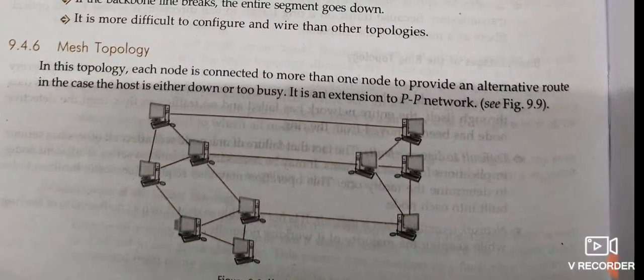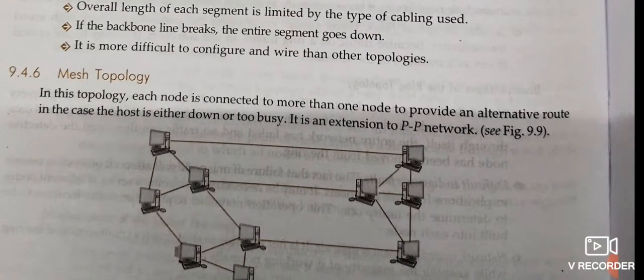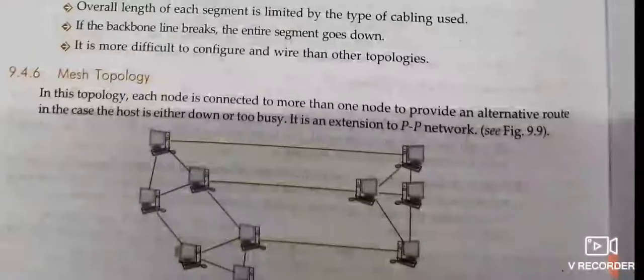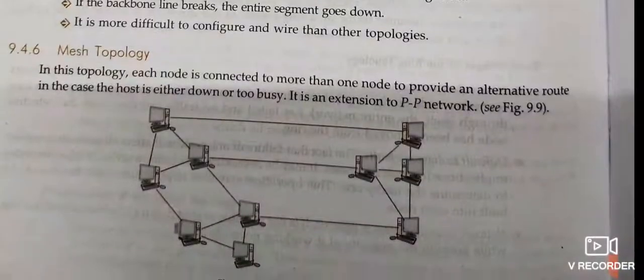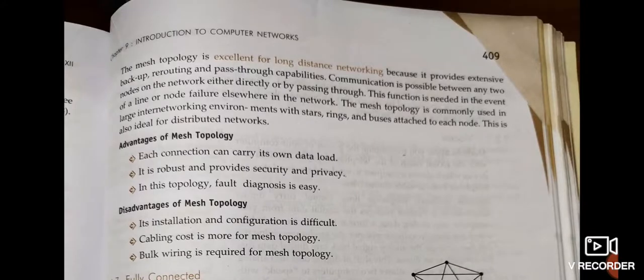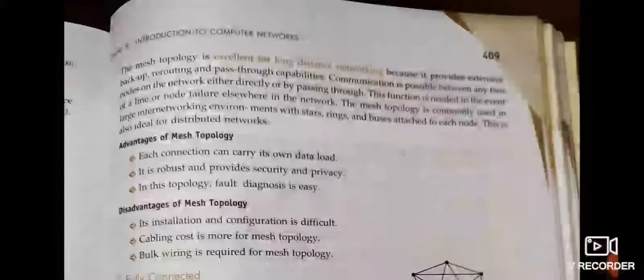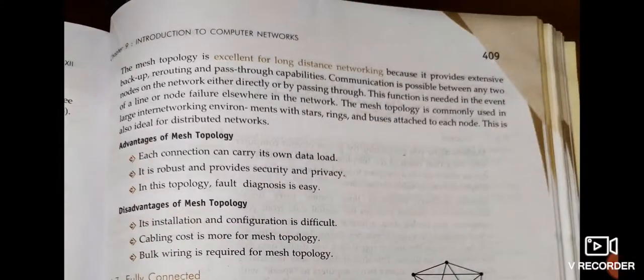Okay, it is an extension to a P2P network. P2P means peer-to-peer network, where one node is connected to another node. Okay, this is all about the mesh topology. Now we'll discuss that mesh topology is excellent for long distance networking, okay, because it provides extensive backup, rerouting and pass-through capabilities. Communication is possible between any two nodes on the network either directly or by passing through. It means what?